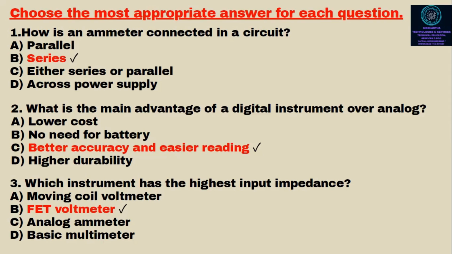Question number 2: what is the main advantage of a digital instrument over analog? Better accuracy and easier reading. That is the main advantage of a digital instrument. Third one: which instrument has the highest input impedance? Just now we saw the FET voltmeter. The correct answer is FET voltmeter, out of all four given choices.